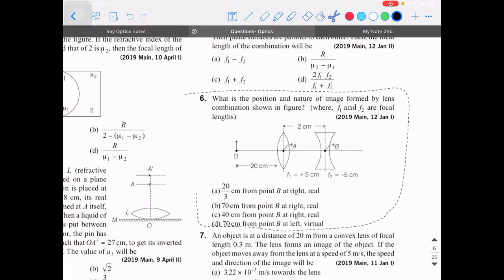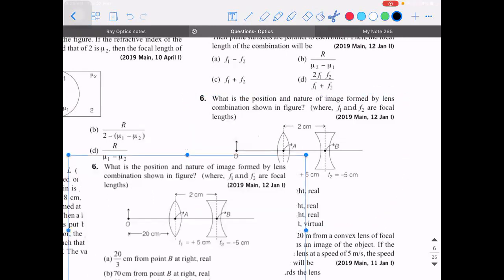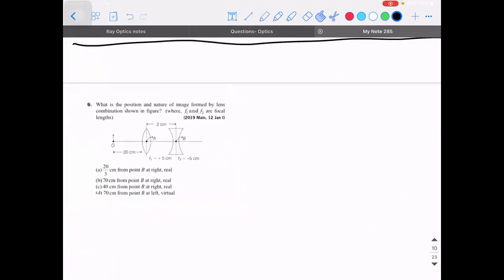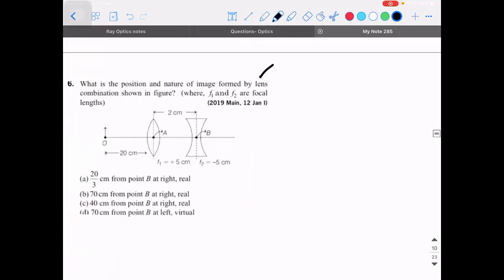You guys read the sixth question. What is the position and nature of the image formed by the lens combination shown in the figure, by referring to the focal length? This is almost the same as the NCERT example problem, except for the numbers. Try one, do it fast and tell me. It's very simple. Here the object is there, first lens, second lens. The image formed by the first lens will act as the object for the second lens. Do it and tell me. Make it fast. Use proper sign conventions.